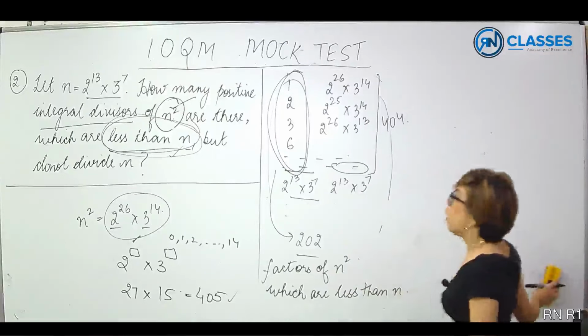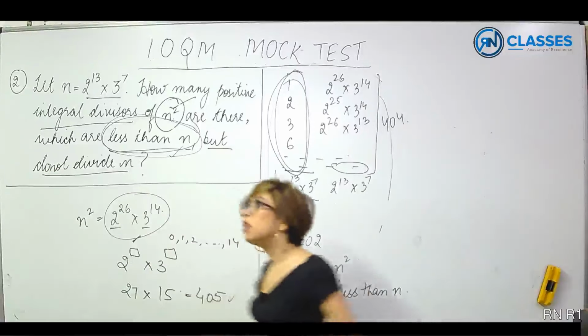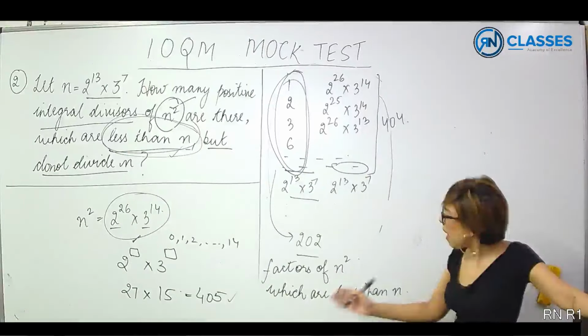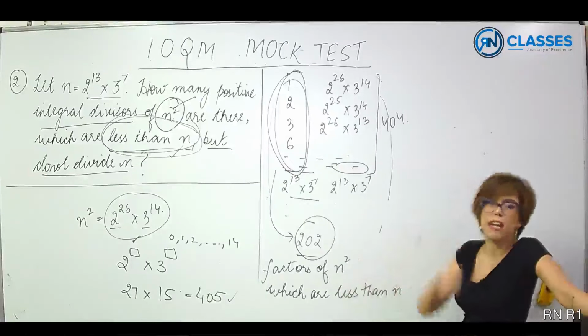Alright. Now the second condition, but do not divide n. Now how should I find those factors among these? How should I find those factors which do not divide n?